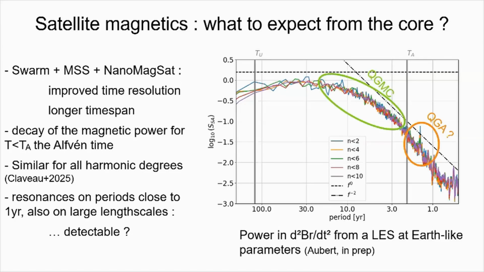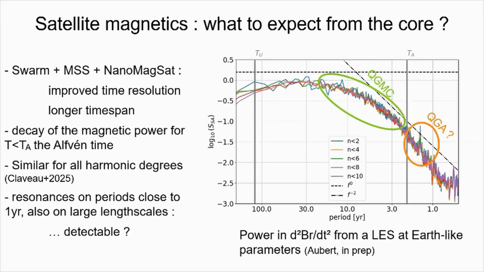So what should we expect from the core as a signal with the future missions we will have at hand? If we look at the combination of MSS, Swarm, and NanoMagSat, we hope to have a longer time series, of course, because the data accumulate, but also we hope to improve the time resolution because of the low inclination mission. And we can look in simulation at what we could expect.